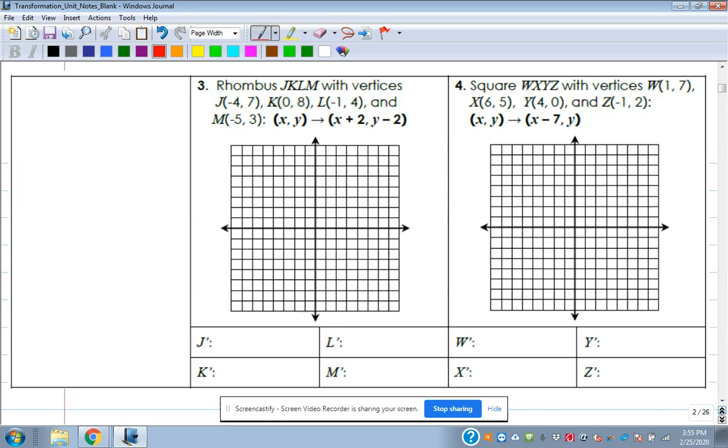And then number 4 is a square. You know what that looks like. But just following the rules. What about the rule on number 5? What is the only kind of motion that they're doing there?